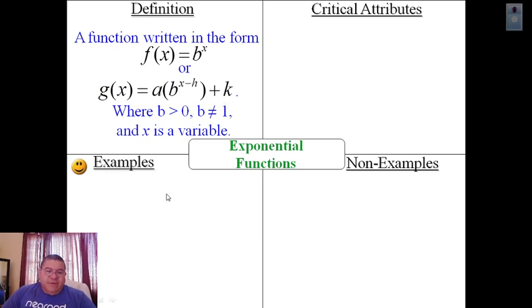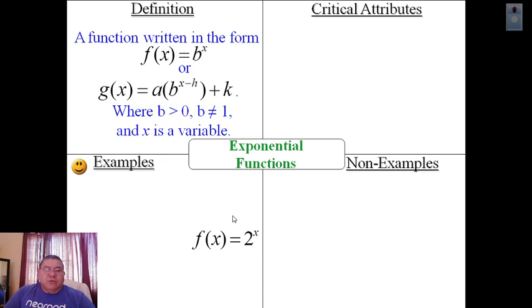Alright, examples. Here's an example of an exponential function: f of x equals 2 to the x power. According to the definition, it needs to look like this. Does it look like that? Yes. B, which is the base, has to be greater than 0. Is this number greater than 0? Yes. And the x, or the exponent, has to be a variable. Is the exponent a variable? Yes. So this is an exponential function.